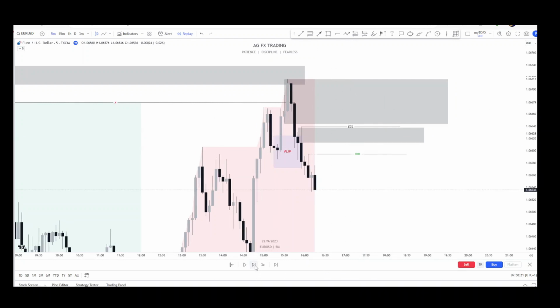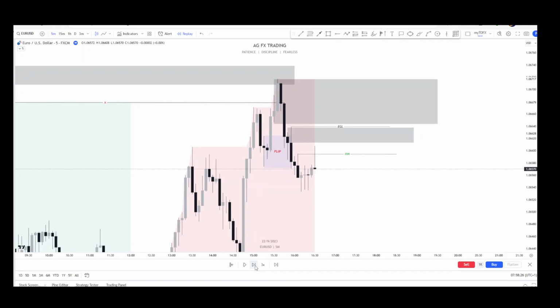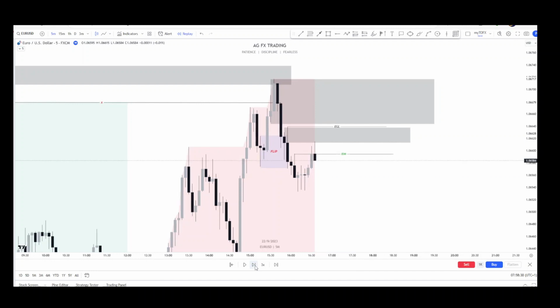Price was doing this thing, and I made sure I was patient with this. When this happened, I was still waiting. I didn't see the kind of reaction I was looking for. What I was looking for, after this close above this, was a candle to sweep this high, then close bearish. I would be taking a trade from here at that point.